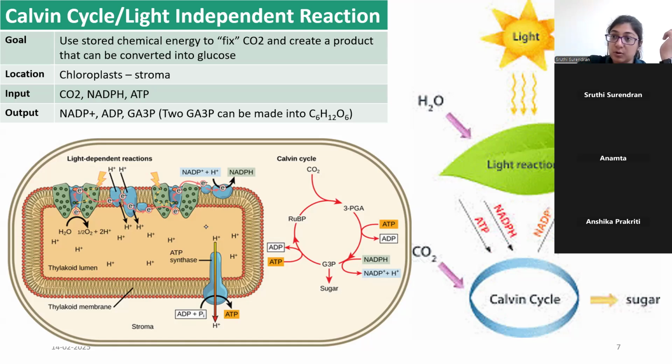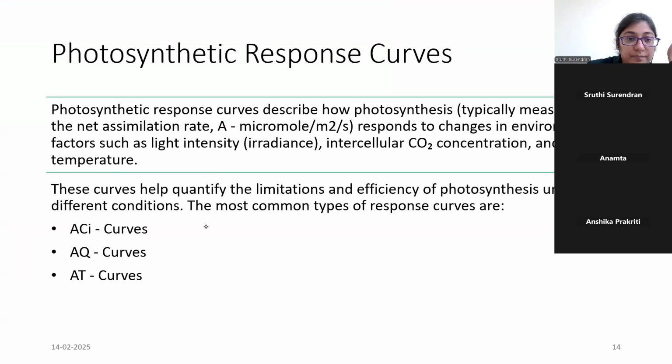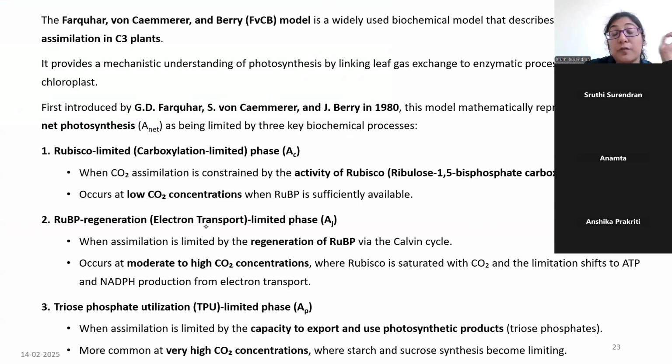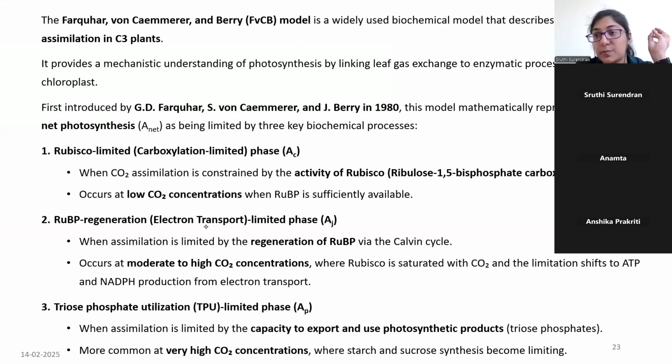Now again, if you go the other way, if RUBP regeneration doesn't occur, ADP will not be supplied for ATP synthase, and that is also going to have an impact. So we call the process of RUBP regeneration also the electron transport rate, because those two processes are very much linked to each other.